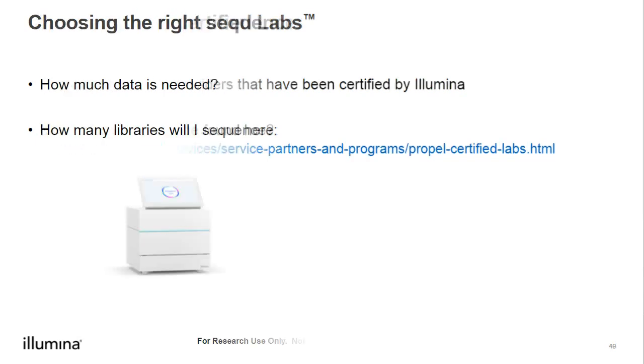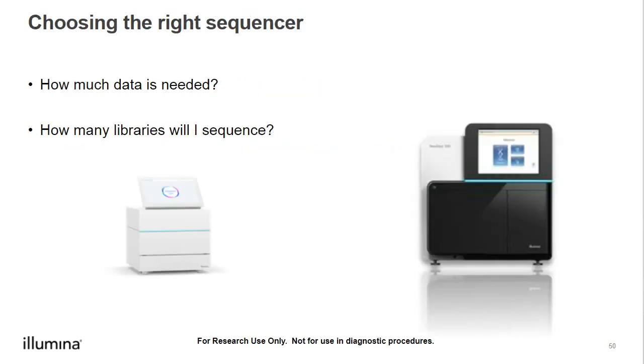So next, we need to choose the right sequencer to use. Different sequencers give different amounts of data. We will need to know how much data we need per sample and how many samples we will sequence to determine the best sequencer for the project. If you are submitting your samples for sequencing, core facilities will likely give sequencer recommendations as well.